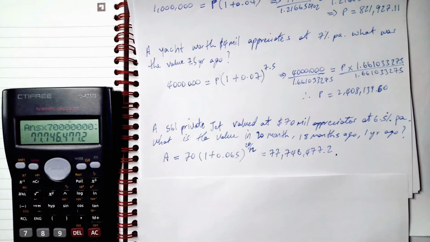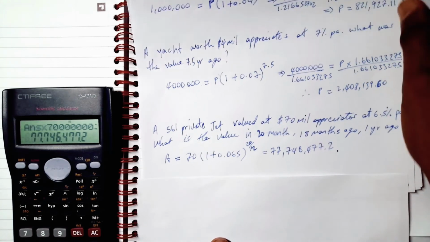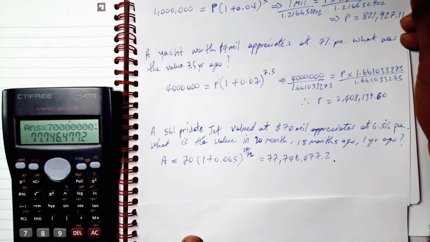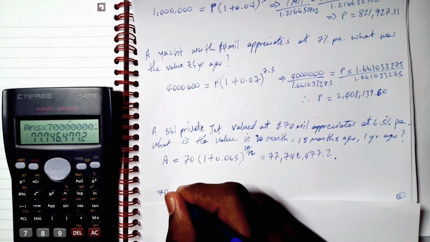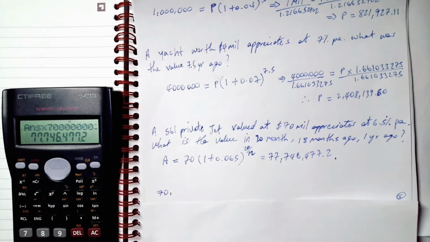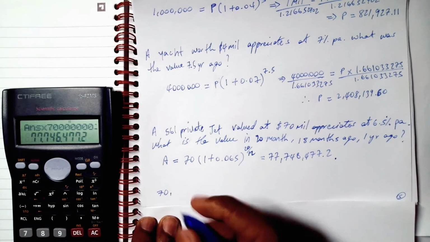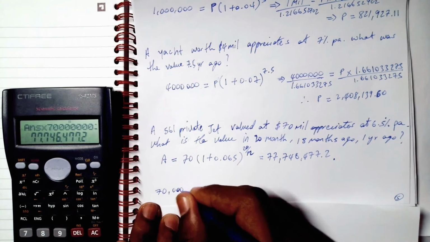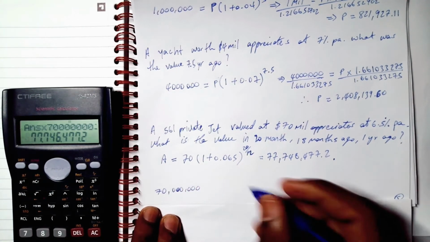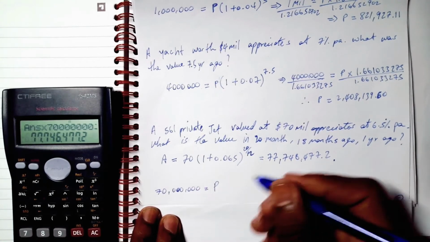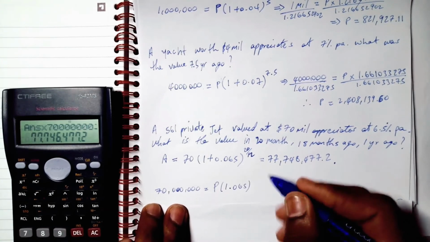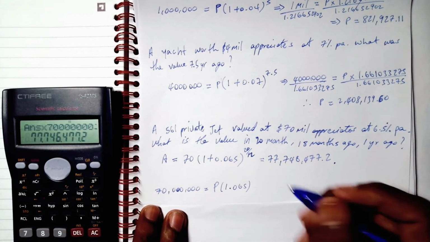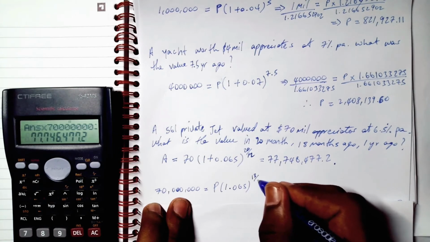And for 18 months in the past, 70 million is what we want to accumulate to, right? So we have that here. This is equal to P. We don't know what P is. Multiply by 1.065 raised to the power of what? 18 divided by 12.